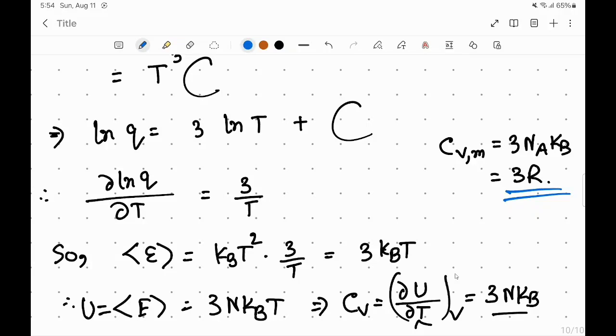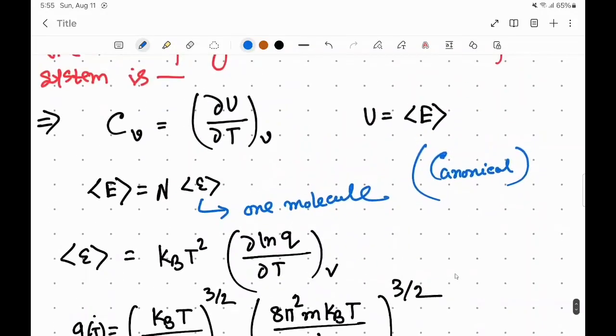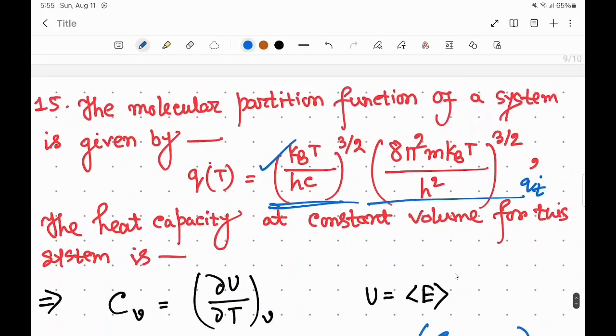Two translational make 3R, means 3R by 2 plus 3R by 2? How will two translational be there? Translational has only 3 degrees of freedom, so it will always be 3 by 2 R. Each degree of freedom carries half kBT energy, so 3 modes will be 3 by 2 kBT. So if it is only a monoatomic gas, then it is 3 by 2 kBT. If it is diatomic, then there will be rotational and vibrational degrees of freedom as well. But these heat capacity things are all for gases, not for solids.